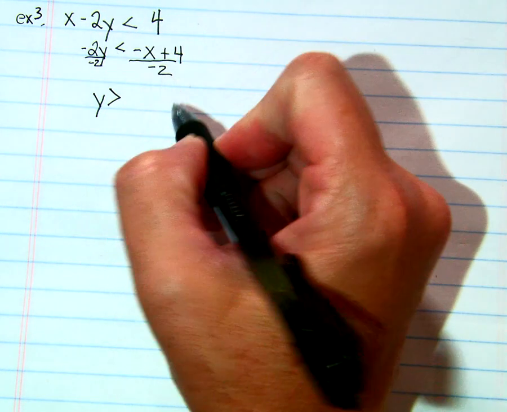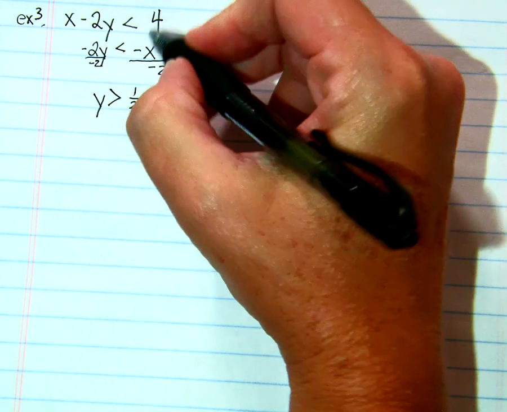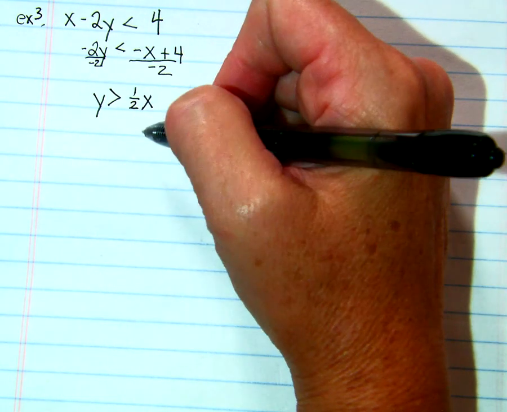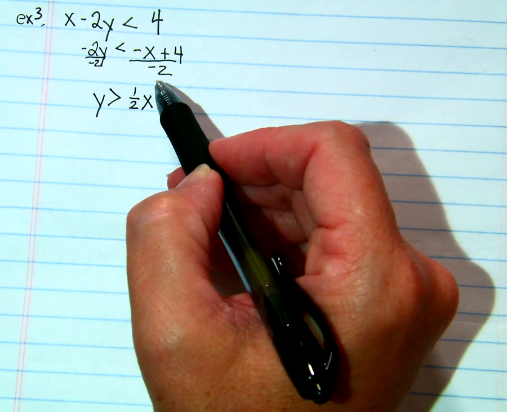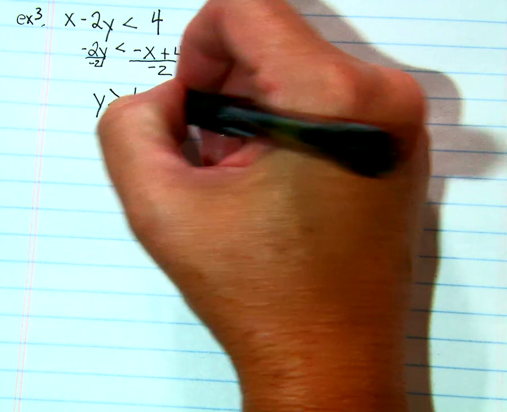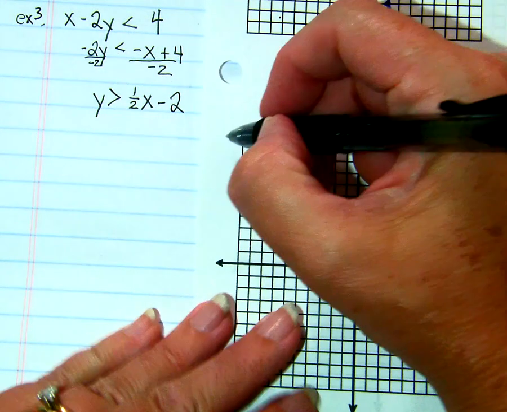We don't want to leave x over 2. We need a slope in front of x. So we make it 1 divided by 2, 1/2 x. You with me? Do we also have to divide the plus 4 by 2, by negative 2? Yes, we do. Now that you've got it, go graph it. Label example 3 and go graph it.